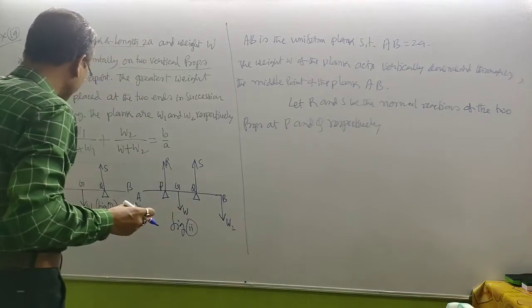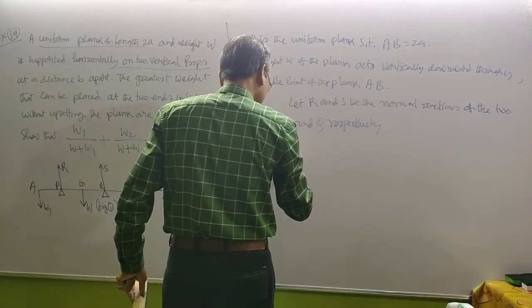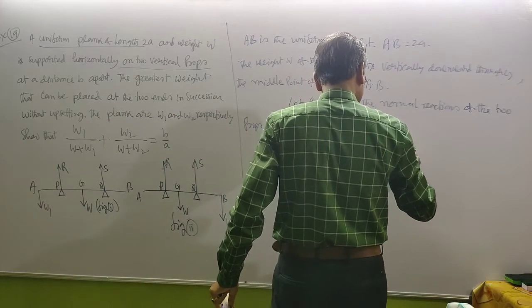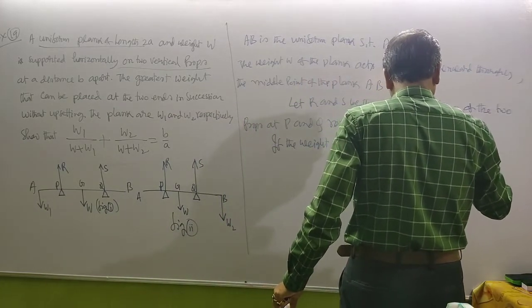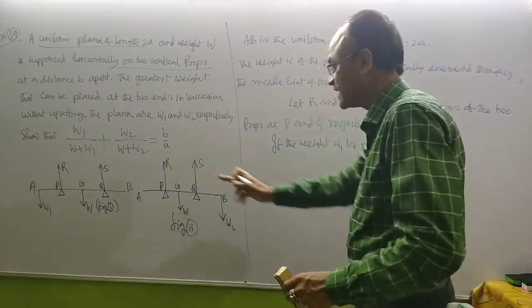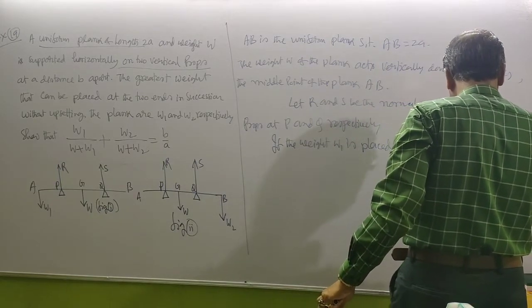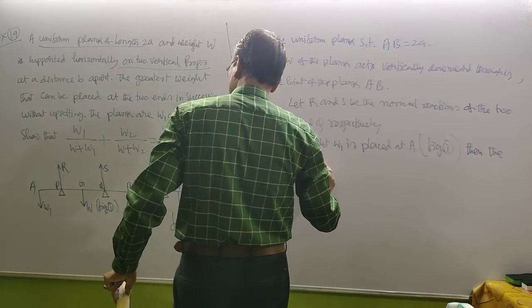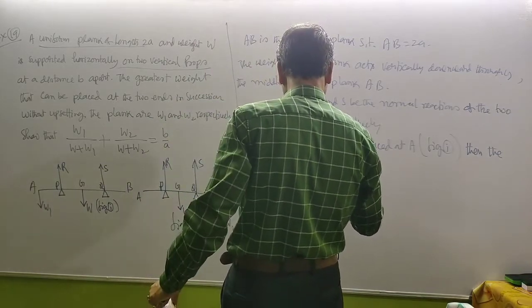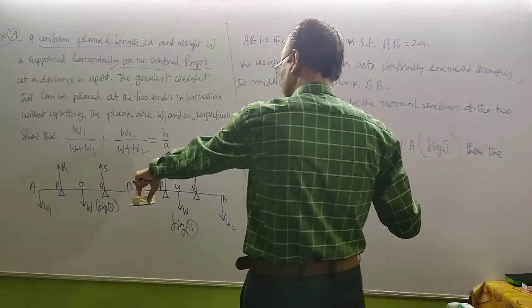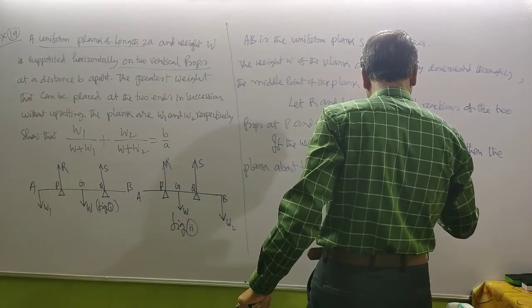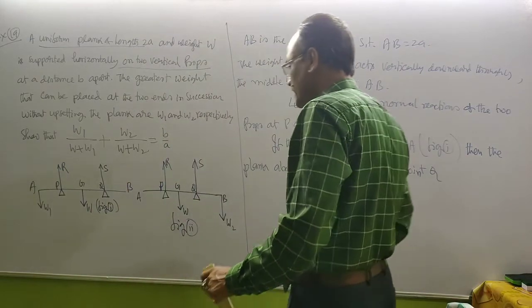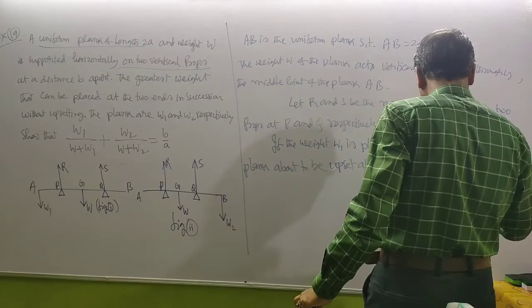Now, if the weight W1 is placed at A, see figure 1, then the plank is about to be upset about the point Q. Therefore, S is equal to 0.